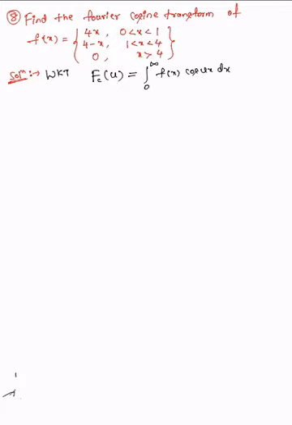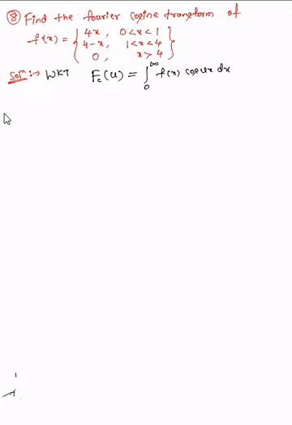Now here the limits are 0 to infinity, but this integration is split from 0 to 1, then 1 to 4, then 4 to the upper limit of the formula, infinity. So this total interval 0 to infinity is split over 3 subintervals like this: 0 to 1, 1 to 4, 4 to infinity. Let us split it.